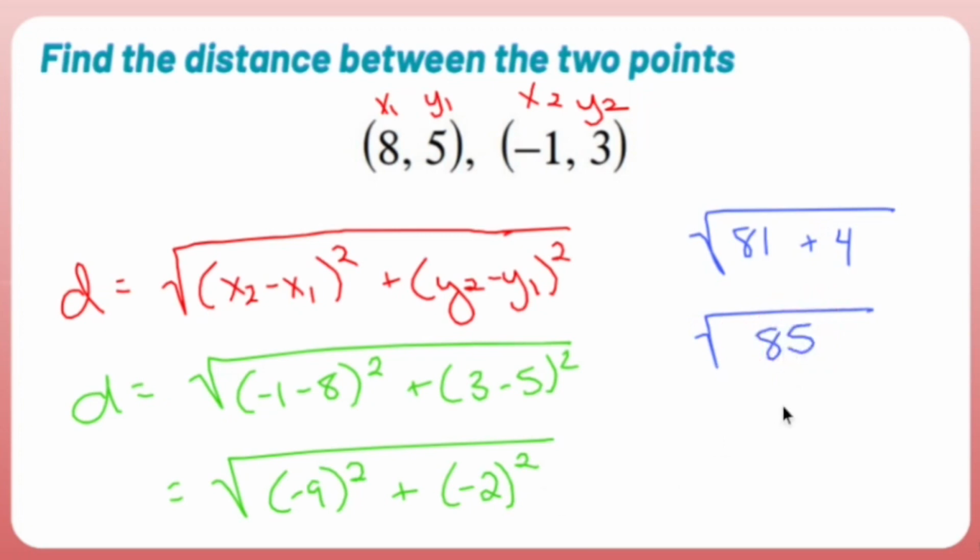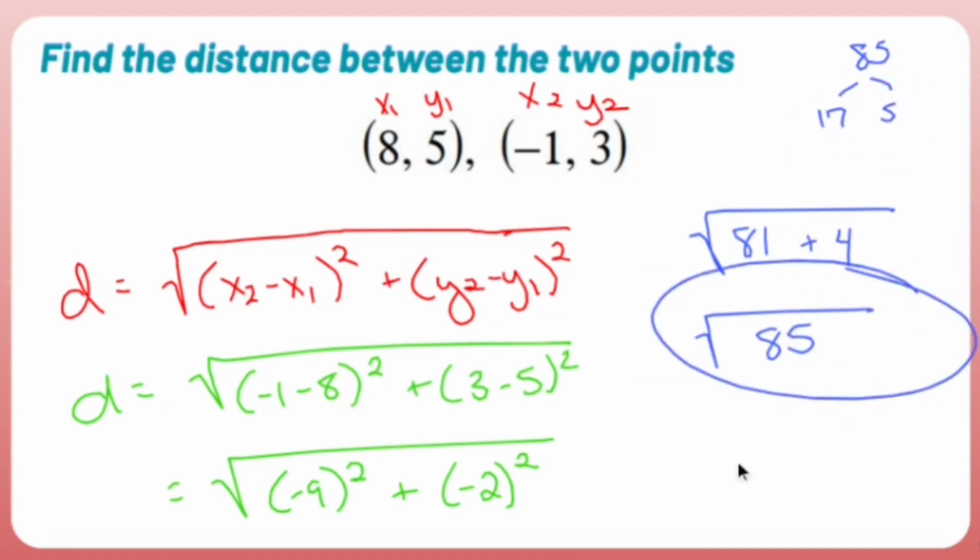I'm trying to think, can I break that down any further? No. If I make a factor tree and try to rip it apart, that gets me 17 and 5, so that does me no good. So this is it. I'm stuck at an ugly number.